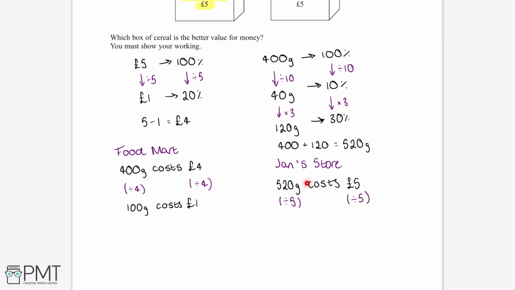So 520 grams divided by 5. This calculation can be difficult to do in one go. So in order to make it easier, we can first work out 500 divided by 5, and then work out 20 divided by 5, and then add together these two values. And this gives us 104 grams. And then £5 divided by 5 gives us £1.